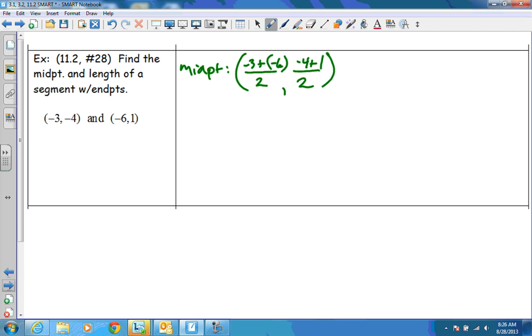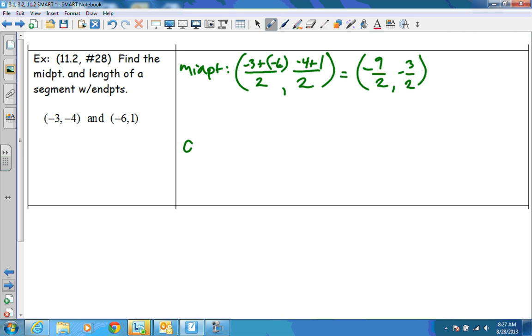Finish that out, and what do you get? -3 plus -6 is -9 over 2. Can you reduce that? No, so leave it -9 over 2. -4 plus 1 is -3 over 2. Can you reduce it? No. So -3 halves. Everybody okay with that? All right.